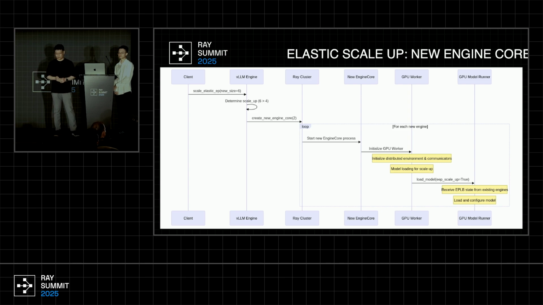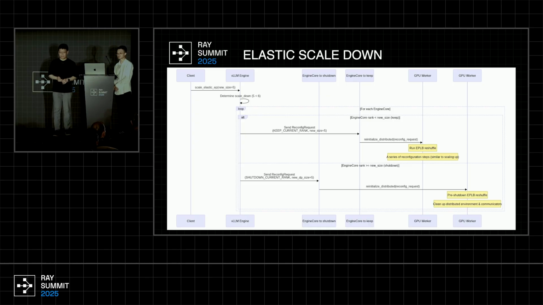And what happens for the new engine cores? Basically, the vLLM engine will first interact with Ray cluster to create new engine cores, and then it will start up the new engine cores. This is a very similar process as a normal startup, but one key difference is that on the GPU model runner, it needs to first receive the dynamic EPLB information from the existing engine cores before it can properly load and reconfigure the model.